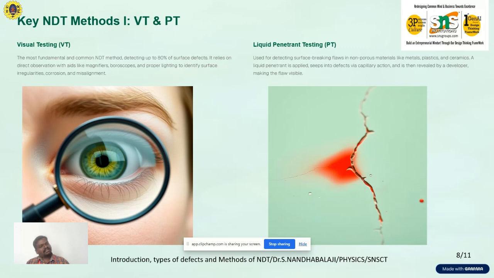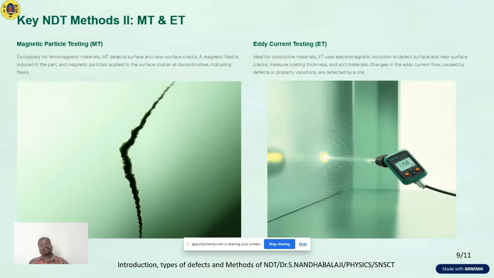Key NDT methods two: magnetic particle testing, MT, and eddy current testing. Exclusively for ferromagnetic materials, magnetic particle testing detects surface and near-surface cracks. A magnetic field is induced in the part and magnetic particles applied to the surface cluster at discontinuities, indicating flaws.